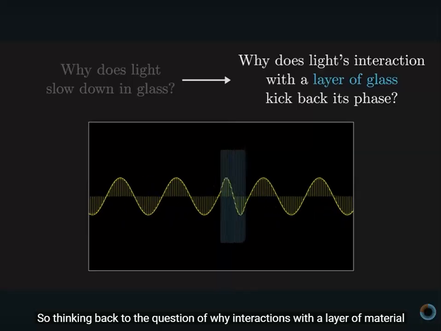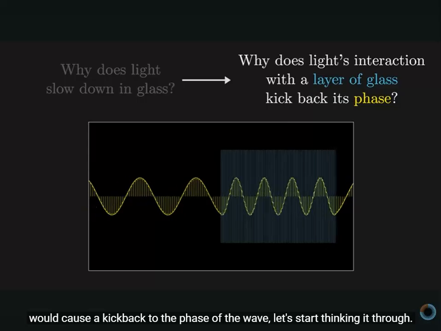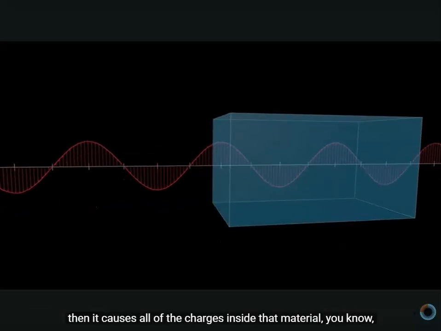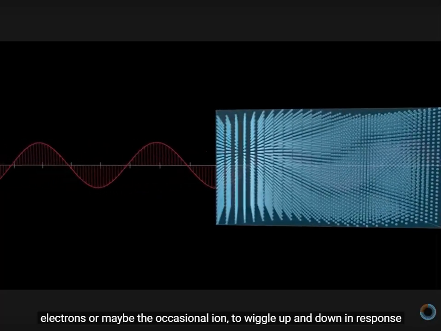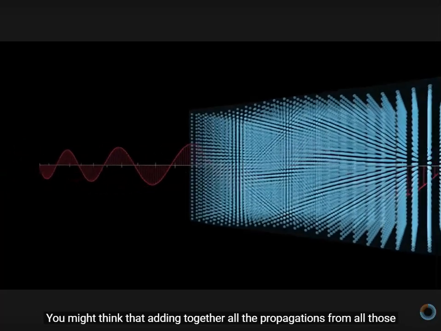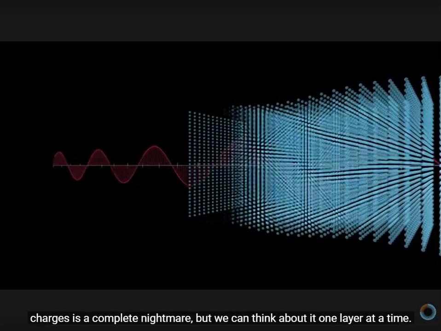So, thinking back to the question of why interactions with a layer of material would cause a kickback to the phase of the wave, let's start thinking it through. When a light beam enters a material, like glass, then it causes all of the charges inside that material, electrons or maybe the occasional ion, to wiggle up and down in response to that light wave. You might think that adding together all the propagations from all those charges is a complete nightmare, but we can think about it one layer at a time.